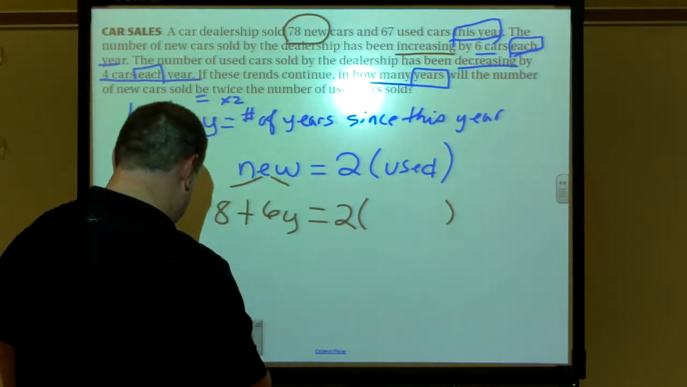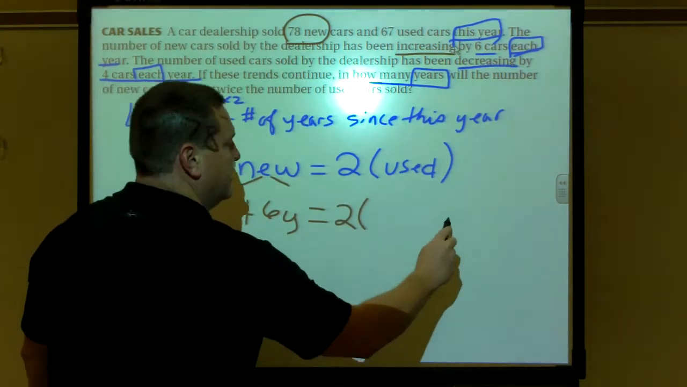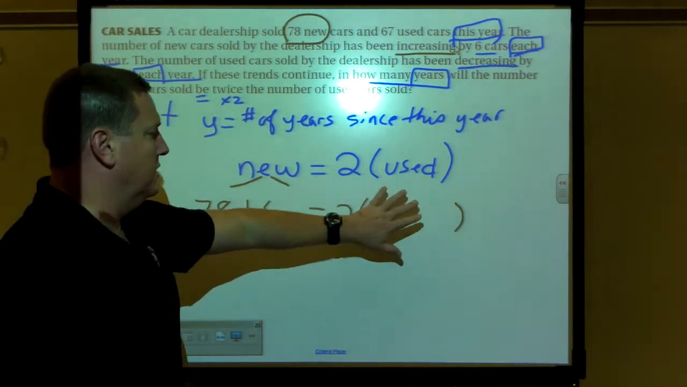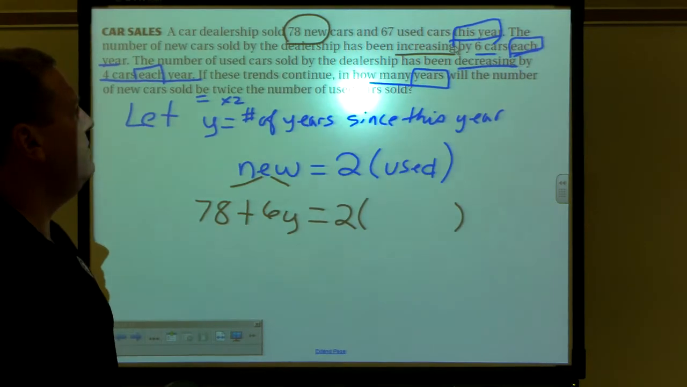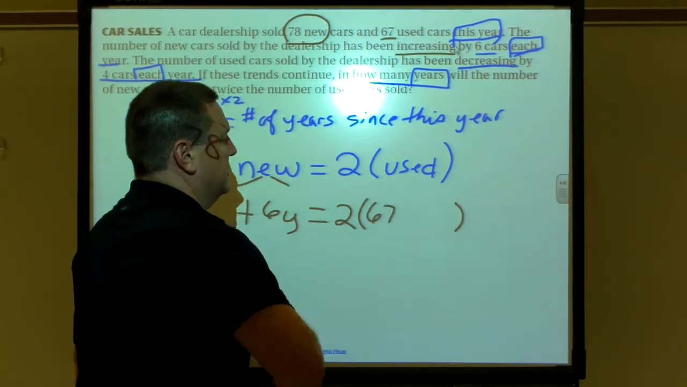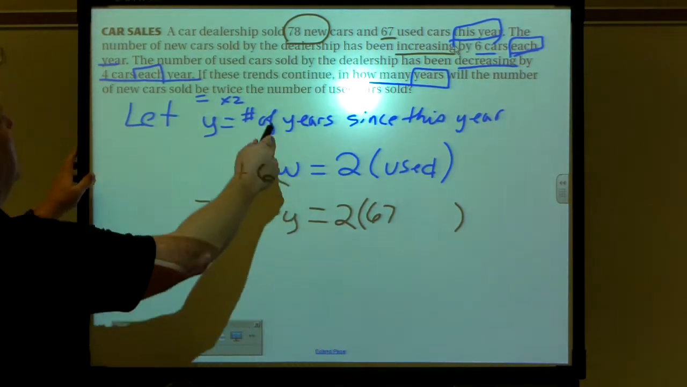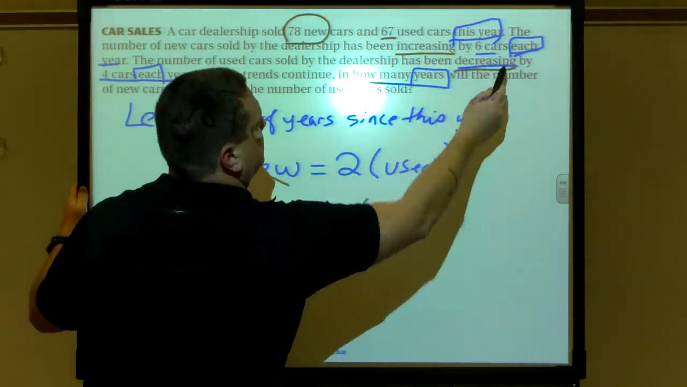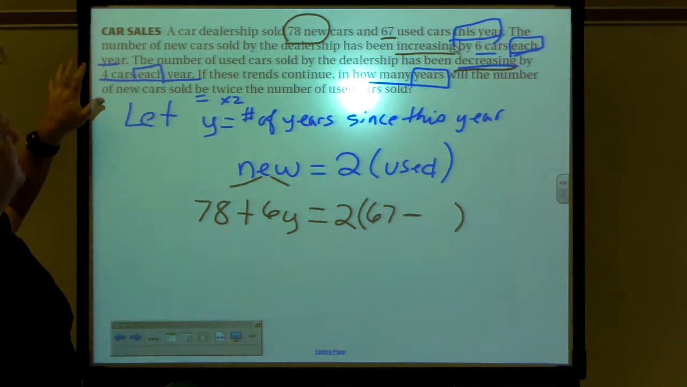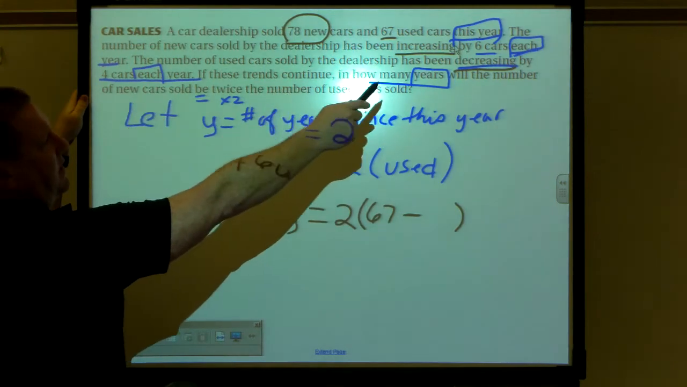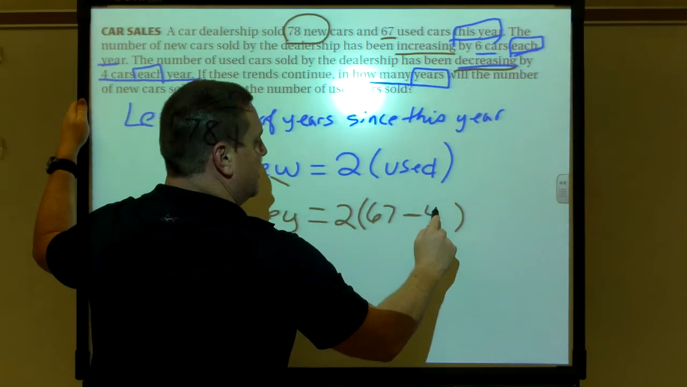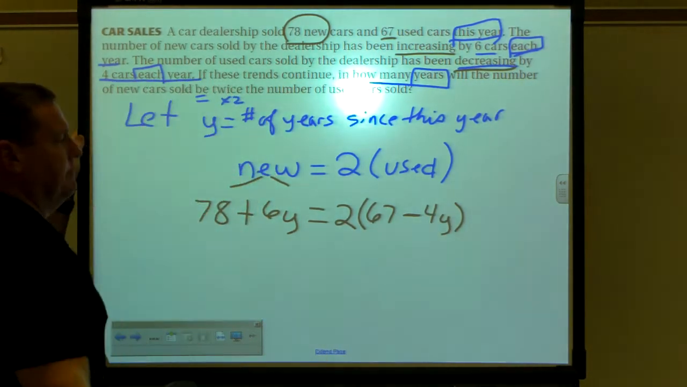You'll notice that I put used in parentheses because it's 2 times used. So I have to put 2 times parentheses. This year we have 67, so let's start with 67. And it says that they are decreasing, which is a minus, but it's decreasing at a rate of 4 cars per year for each year. That's the same thing as 6 cars each year. So it's 4 times the number of years, just like this was 6 times. 4 times y.